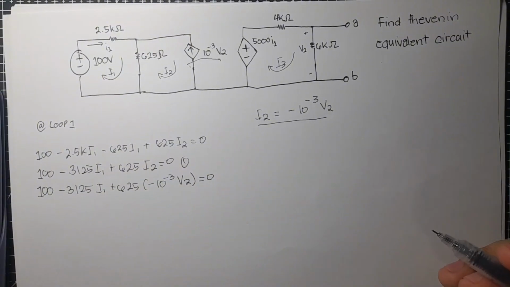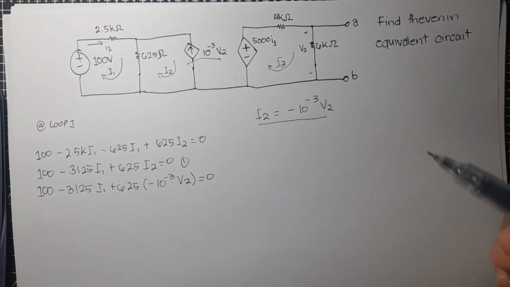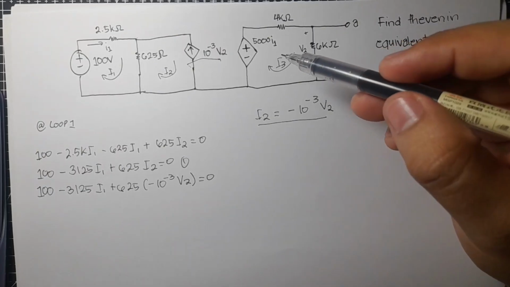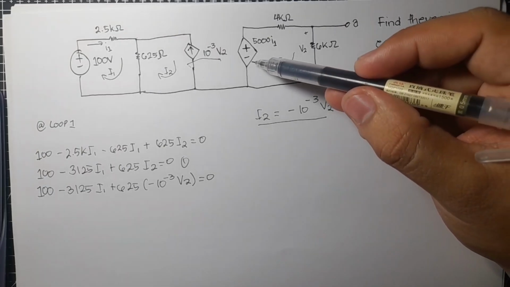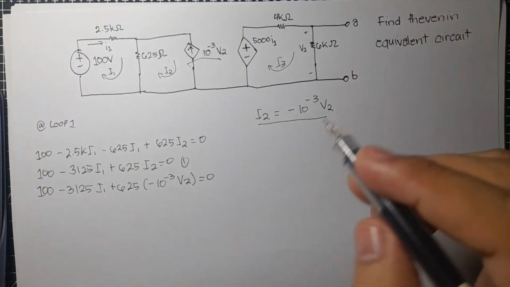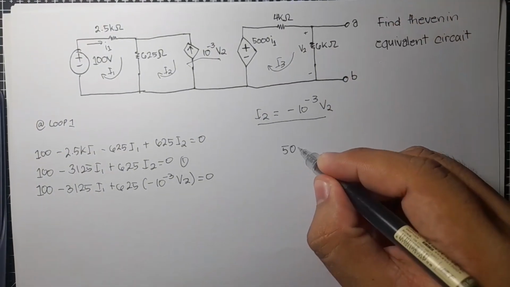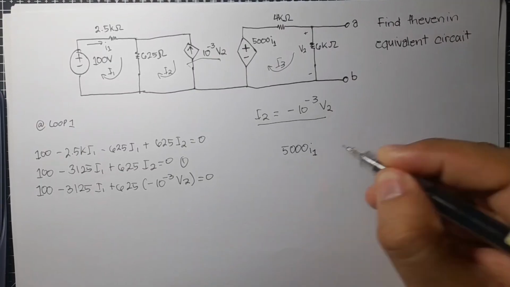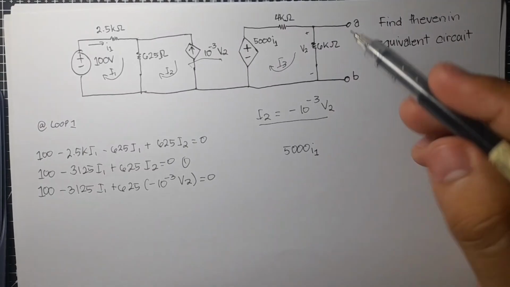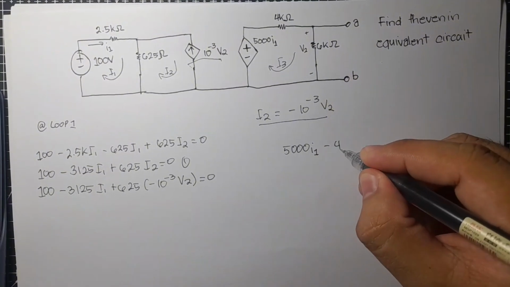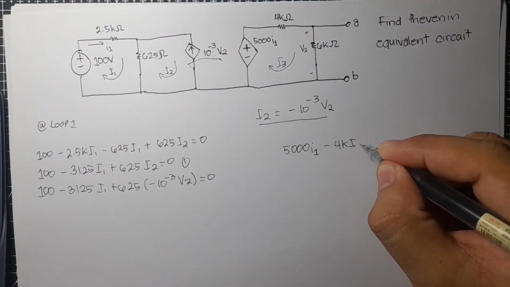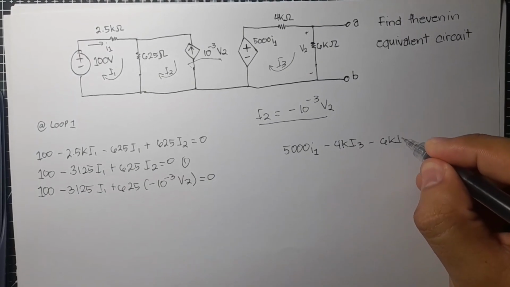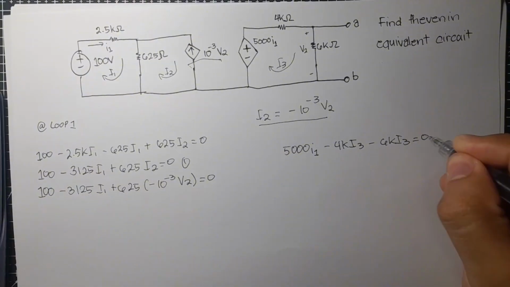So let's move on to the third loop, which is I3 going in the negative out to the positive, so positive I1, minus 4k I3, minus 6k I3 equal to 0.